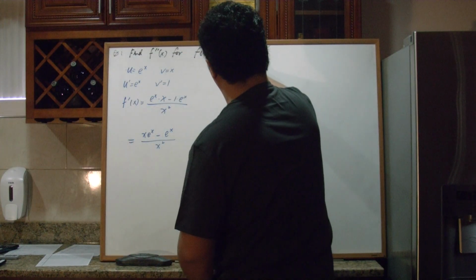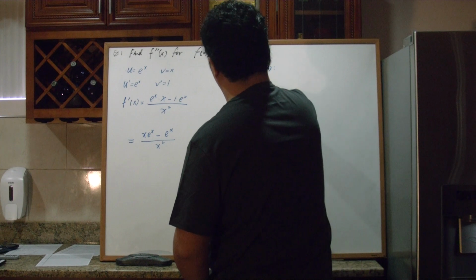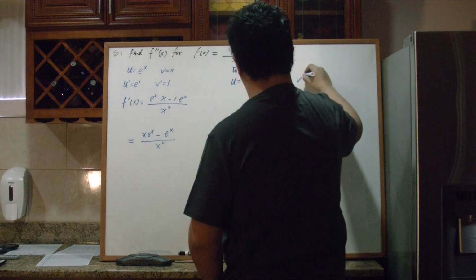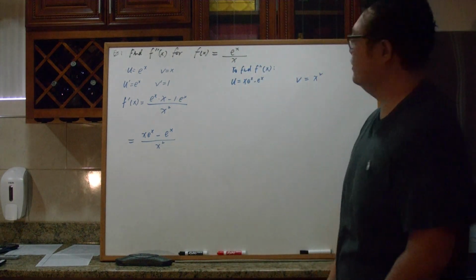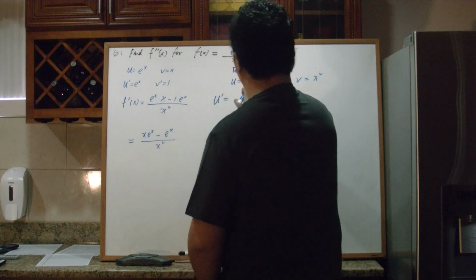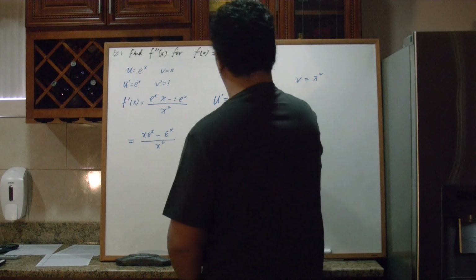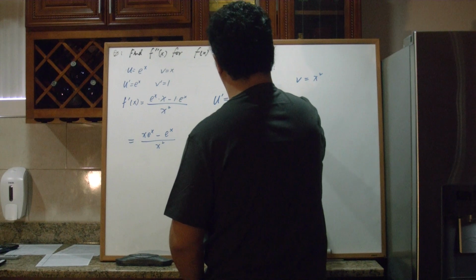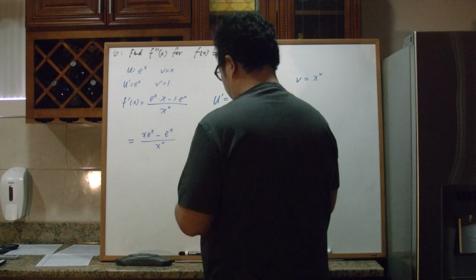Then to find f double prime of x, we get u is x e to the x minus e to the x, v is x squared. Well, for the u, that's also a large step, right? u prime will be the product: u prime times v plus v prime times u, minus e to the x.